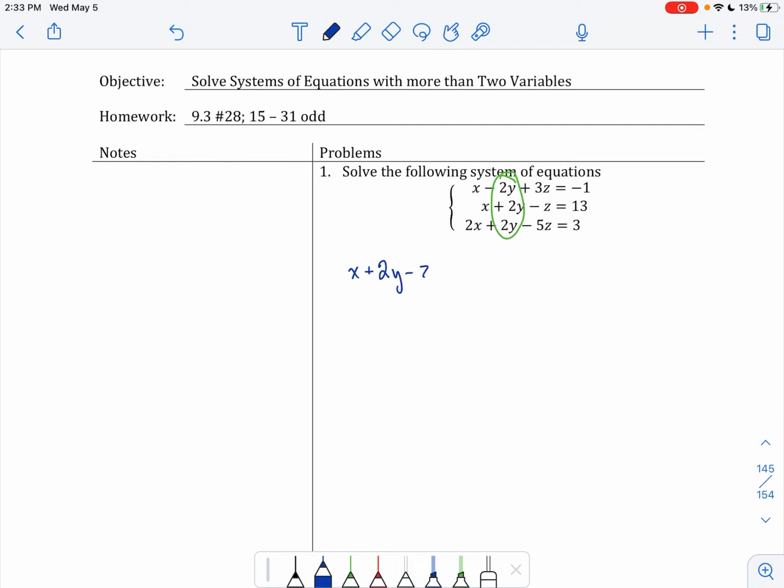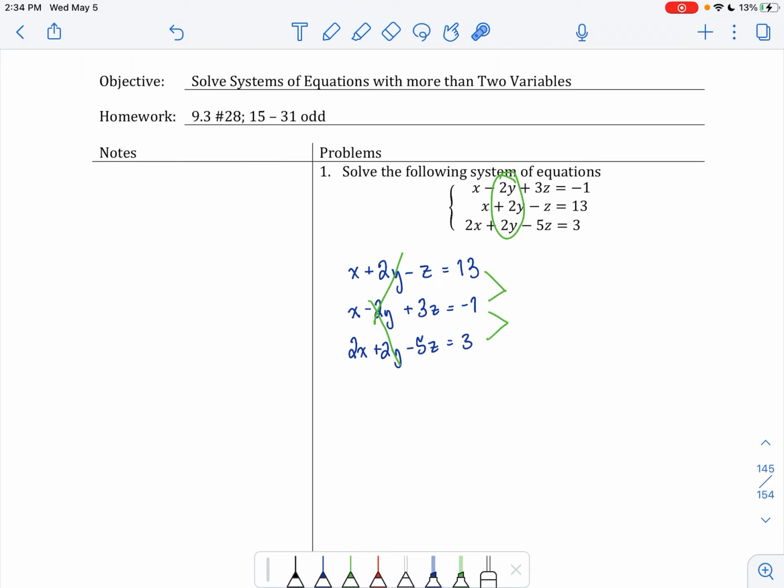So x plus 2y minus z equals 13. And I'm going to change that negative one to the middle, so x minus 2y plus 3z is equal to negative 1, and then 2x plus 2y minus 5z is equal to 3. Now, basically what I'm going to do is eliminate with both of these. The reason I reordered it is because those eliminate, and these eliminate, because one's positive, one's negative, and I can combine them into two new ones.